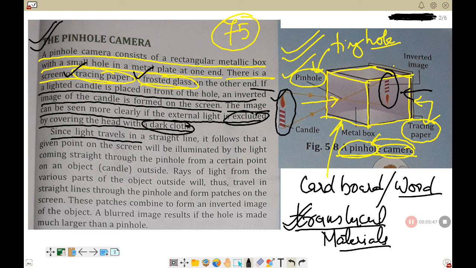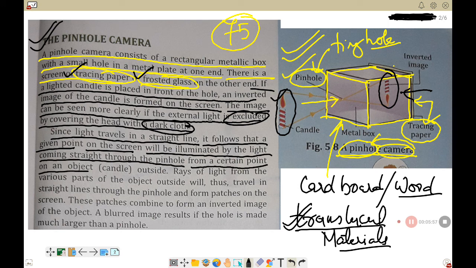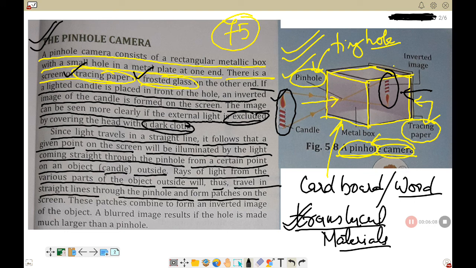Since light travels in a straight line, it follows that a given point on the screen will be illuminated by the light coming straight through the pinhole from a certain point of an object, that is the candle, outside. So rays of light from the various parts of the object outside will thus travel in straight lines through the pinhole to the patches on the screen. So from here you underline.